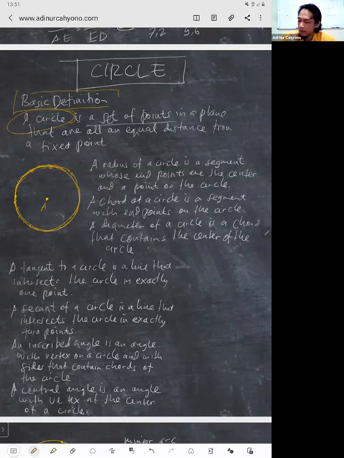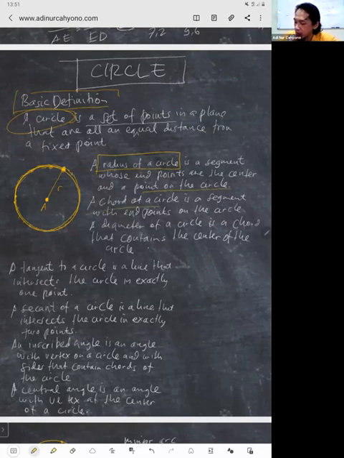And then we have the radius of a circle, or in Indonesian, jari-jari. The radius is a segment whose endpoints are the center and a point on the circle. This is the endpoint of the radius. The endpoint of this segment is the center of the circle, and the other is a point on the circle. This is the radius.